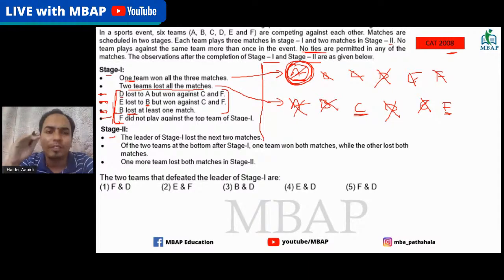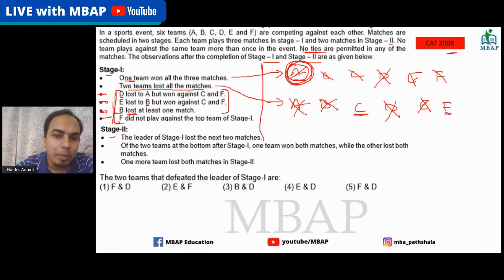Now, guys, if you have cracked this much, that means you have cracked most of the things. Now you should know how to represent this data on a points table. Understand, guys, you have identified that A is the winner in stage one in terms of winning all the matches, and C and F are the two players which have lost all the matches.